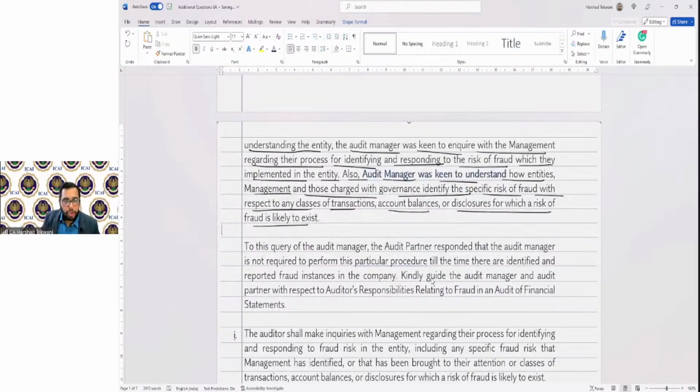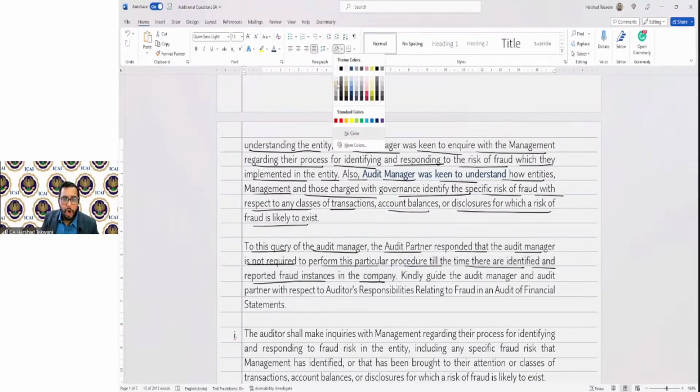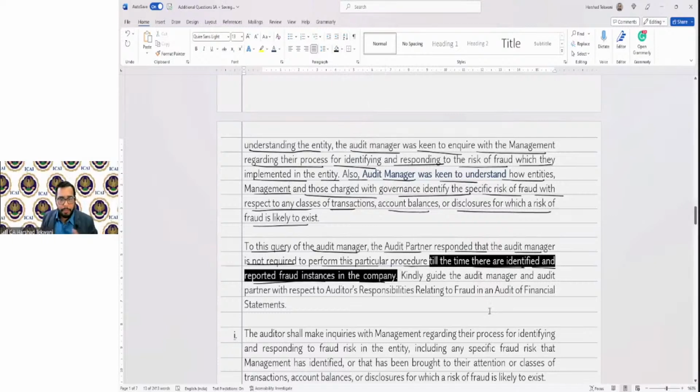Now, to this query of the audit manager, the audit partner responded that the audit manager is not required to perform this particular procedure till the time there are identified and reported fraud instances in the company. Kindly guide the audit manager and audit partner with respect to the auditor's responsibility relating to fraud in an audit of financial statements.